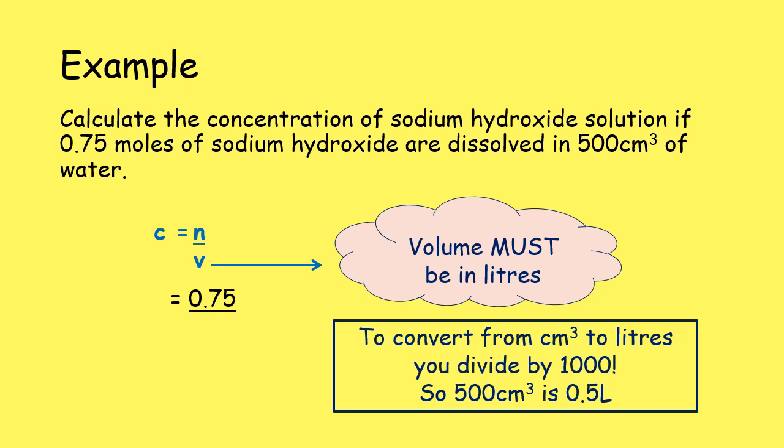So that's going to be 0.75 divided by 0.5 now. 0.75 is the number of moles, 0.5 is our volume in litres, and that gives us 1.5 moles per litre as our concentration. So C equals N divided by V, but the important step that we cannot forget is that the volume must be in litres.